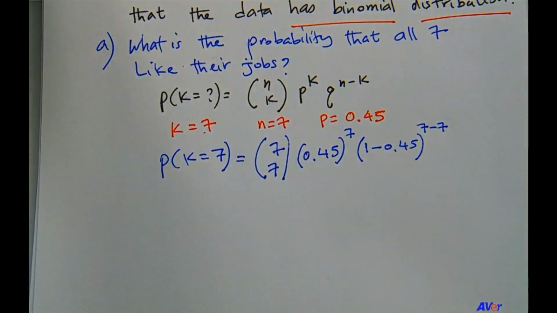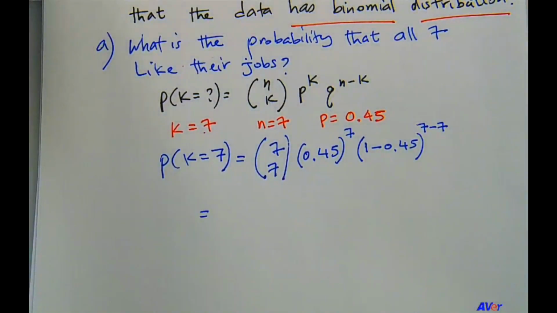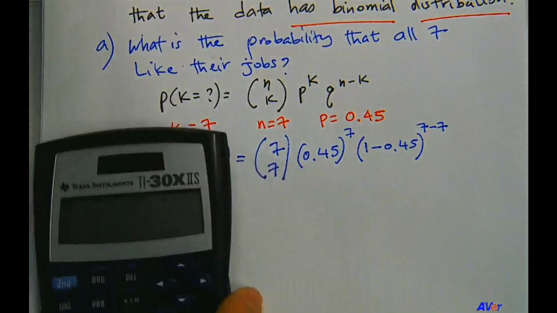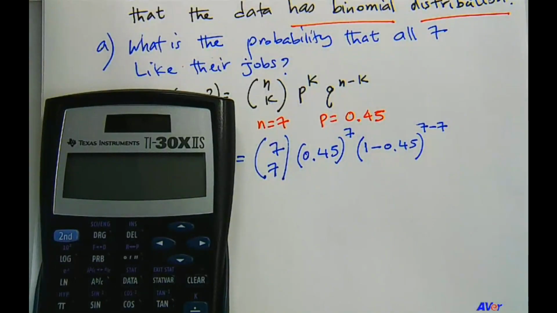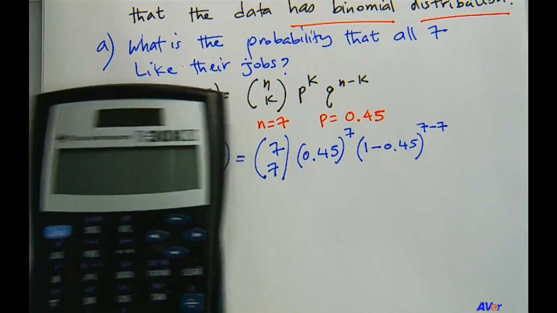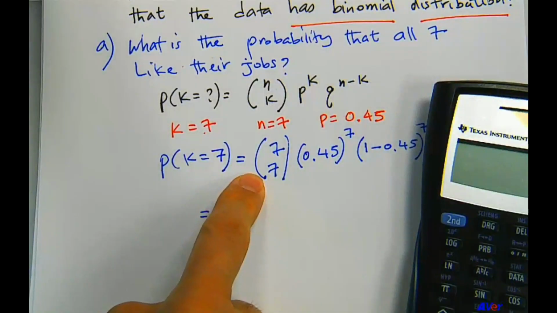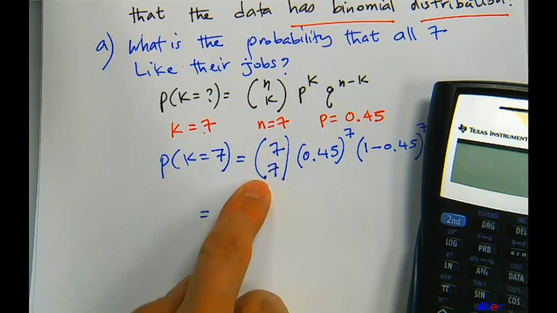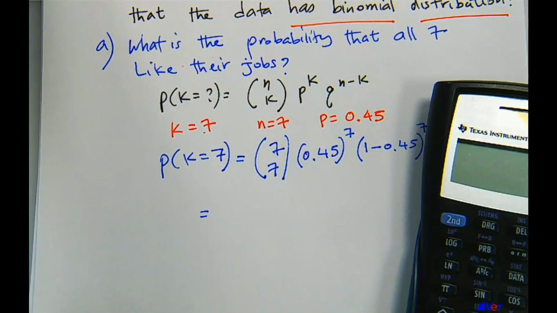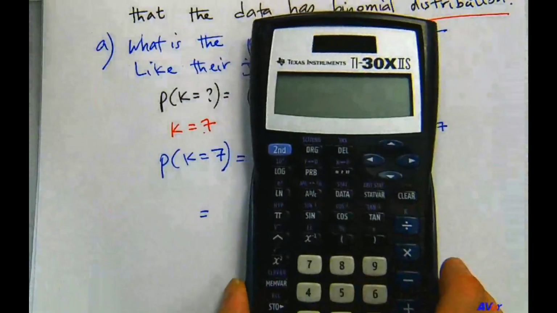Okay, so now we can calculate this by using what I showed you in section 8.5. We can do that here, hopefully. So 7 choose 7, we would expect this to be 1, right? How many ways can we choose 7 out of 7 such that order does not matter? There's only one way to do that. But let's calculate it.